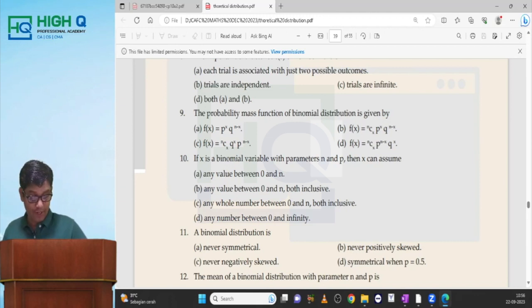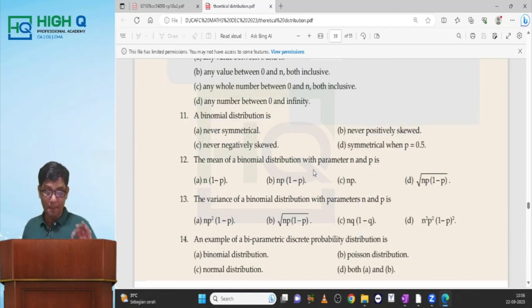Sir, what is the difference between B and C? Option B is given as any value between 0 and n, even 1.1, 1.2 also possible. Is it possible? Because it is discrete, it always takes integers. And here the variable should be what? Whole number.